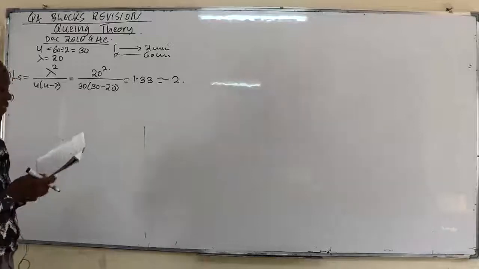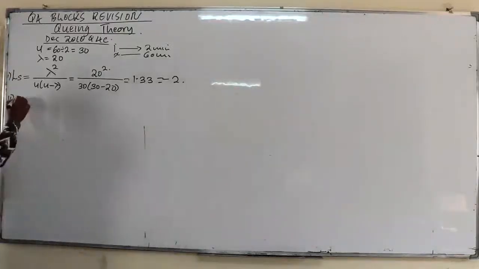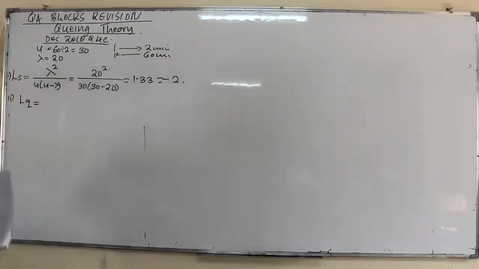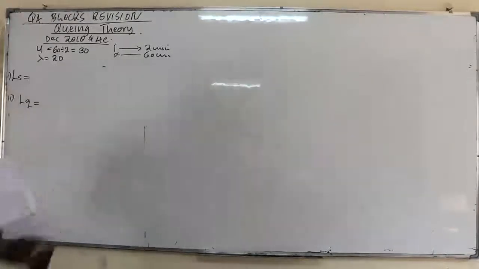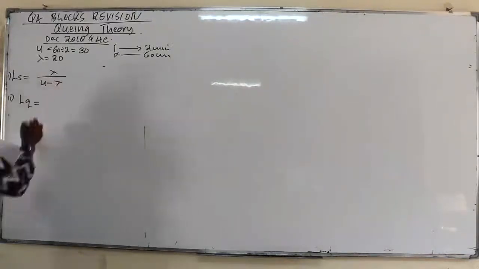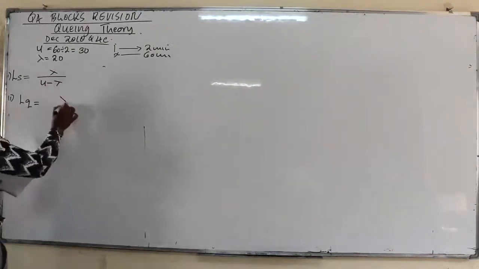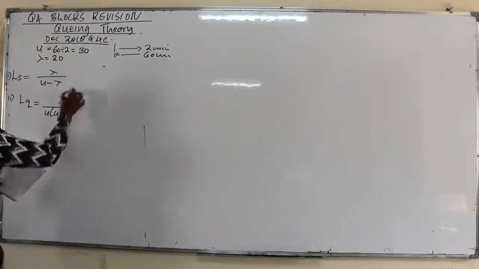Number 2, the average number of patients in the queue. So that's the item in the queue. Sorry, this is wrong. Sorry for that. For the item in the system, it's supposed to be lambda over mu minus lambda. For the item in the queue, we are supposed to get lambda squared over mu times mu minus lambda.